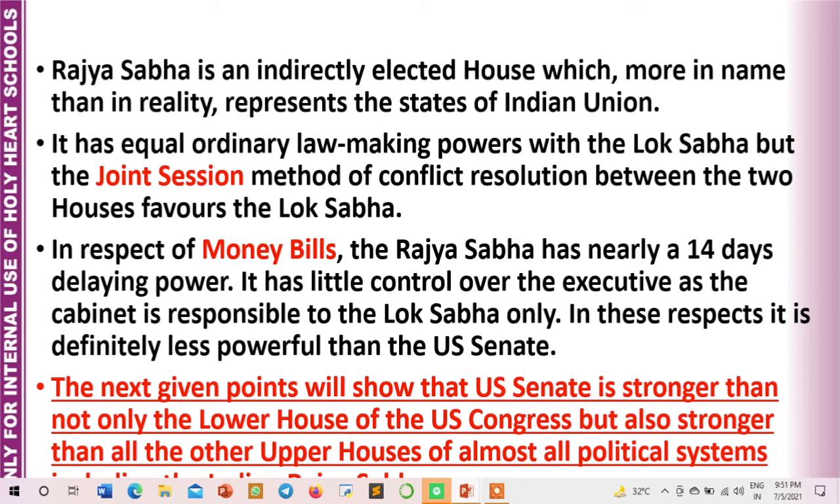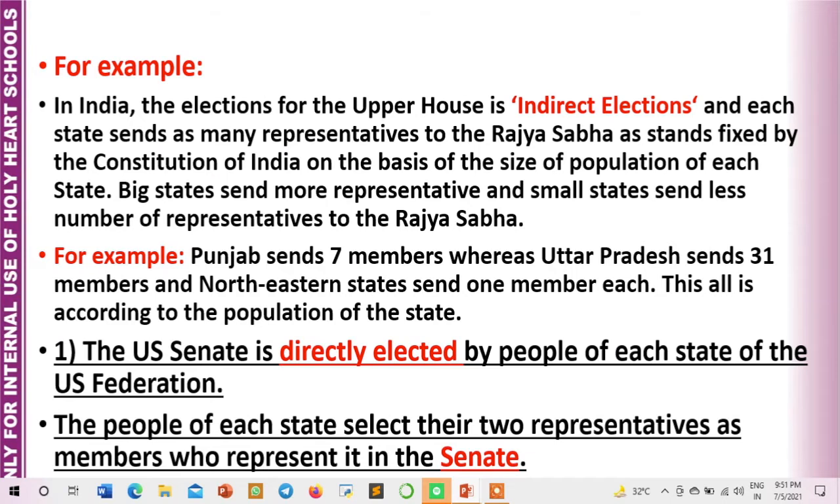The US Senate is stronger than not only the lower house of the US Congress, but also stronger than all the upper houses of almost all the political systems. Yes, now you will come to know how the US Senate is more powerful than other houses of the world. The example is in India, the elections for the upper house are indirect elections. As this is very common to you, you must be knowing that the upper house in India, Rajya Sabha members are elected, but not through direct election system.